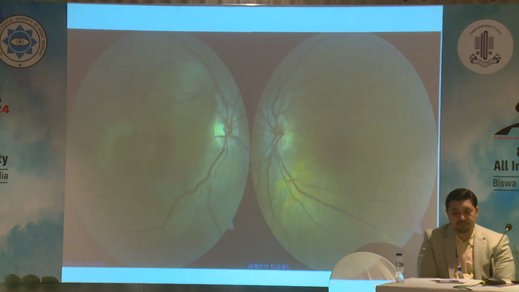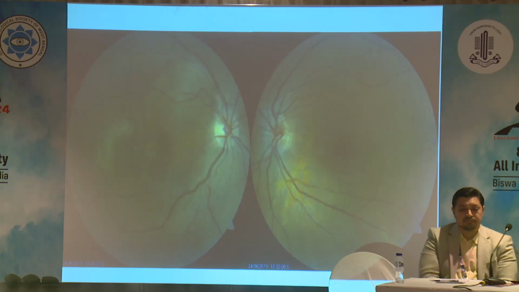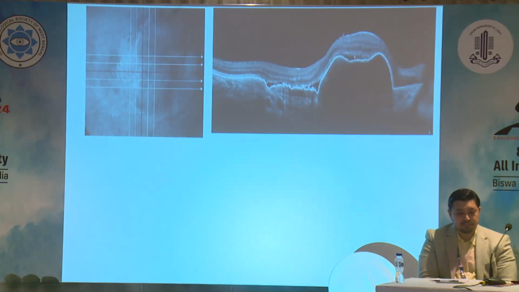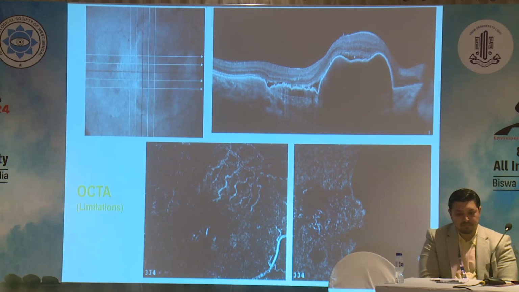So this is just one patient. You can see in this clinical picture, there is a large PED, there is a white membrane. So these are the OCTA images. There was a large PED on the OCT images, suspected polypoidal choroidal vasculopathy case.